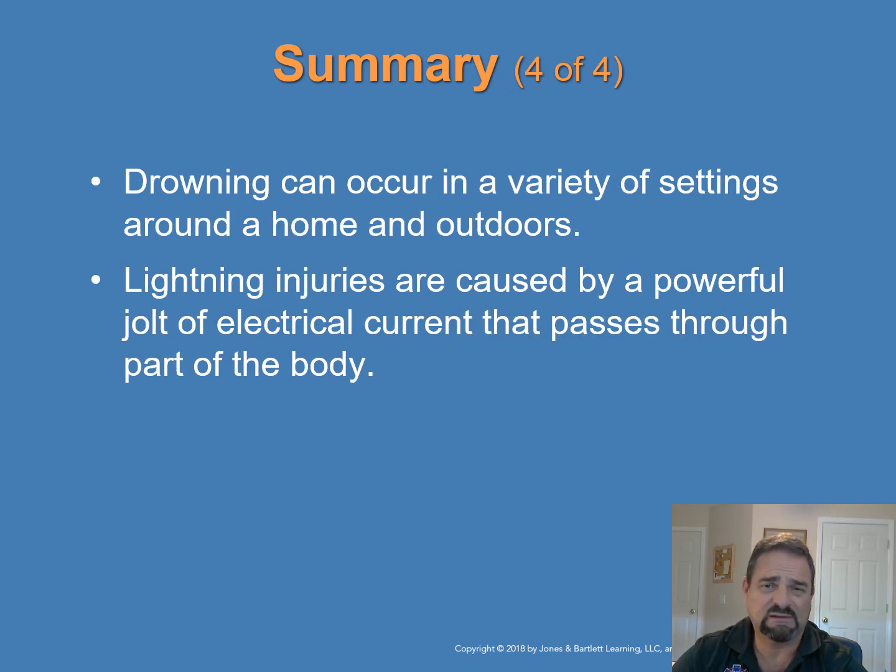All right, and then finally, last summary: drowning can occur in a variety of settings, okay? At home, outdoors. Signs and symptoms of submersion injury include coughing, vomiting, difficulty breathing, respiratory arrest, and cardiac arrest, and then even potentially trauma. And then we spoke about lightning. Lightning injuries are caused by a powerful jolt of electrical current that passes through part of the body. They may cause irregular heart rhythms or cardiac arrest. They can also cause electrical burns that cause damage inside the tissues of the body, all the tissues from the entry wound to the exit wound.